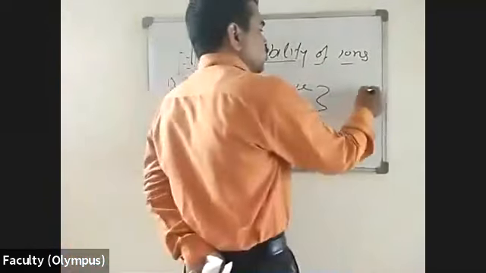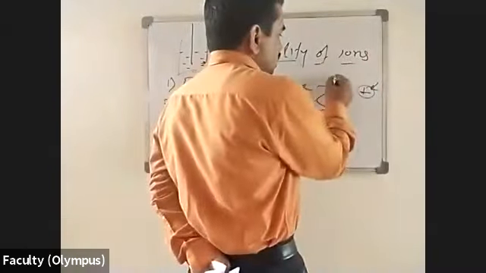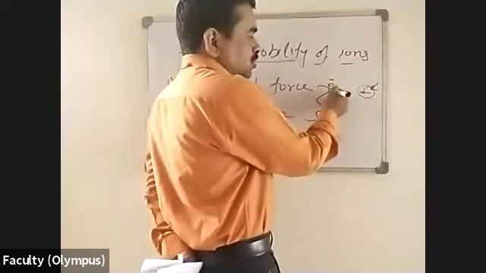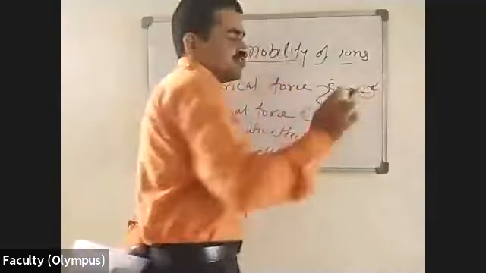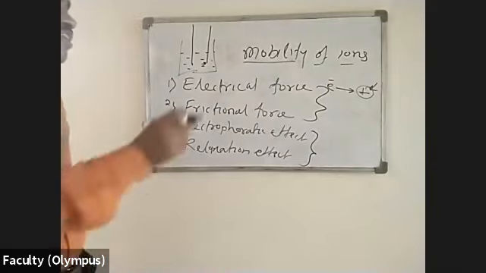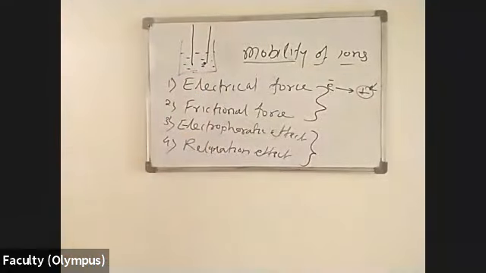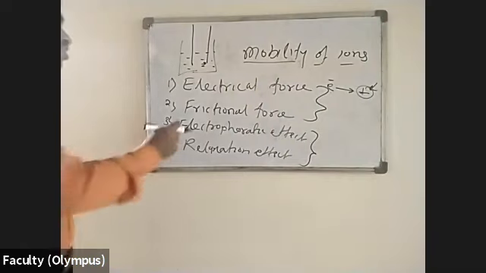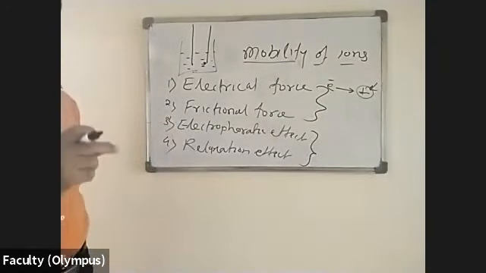Suppose this is the positive pole. If it has higher magnitude, then it can attract this negative particle strongly. Then this negative particle moves fast towards the positive pole because of the stronger force of attraction. If it is weakly attracted, then it moves slowly. So the conductance will be less or more depending upon this electrical force. Now another one is the frictional force.